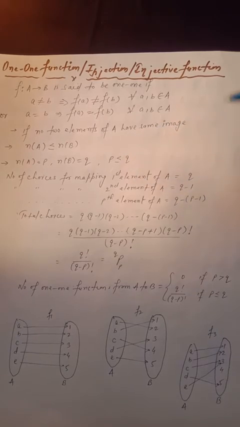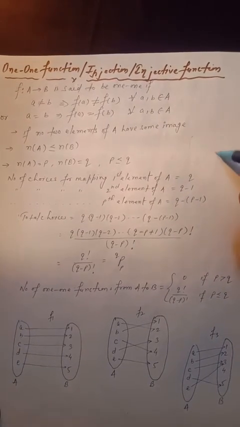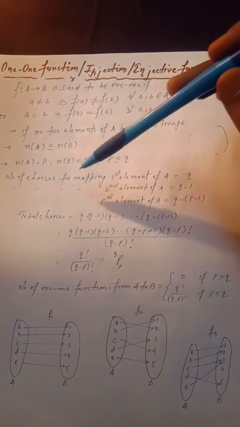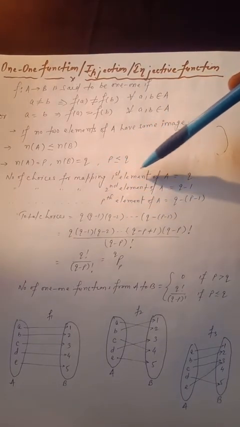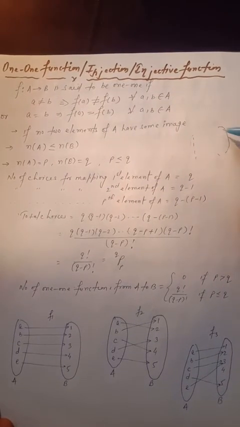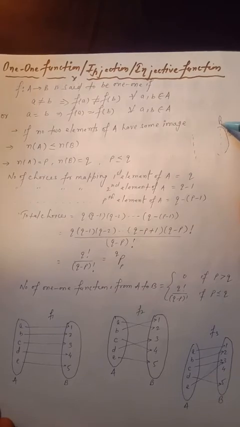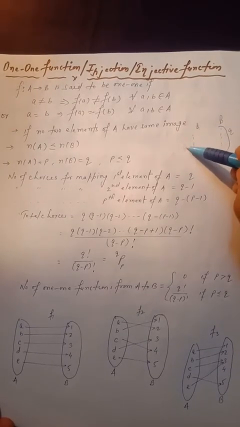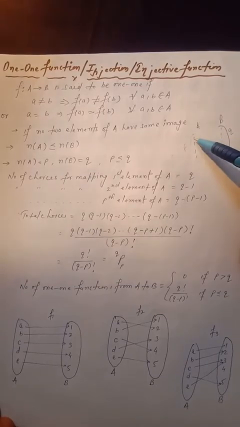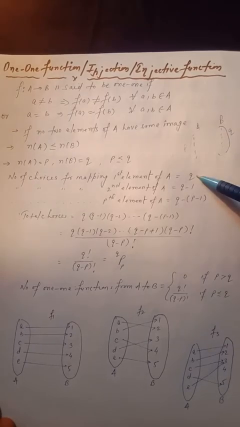Now when we are relating the elements from set A to set B, we can say number of choices for mapping for first element of set A is q, because here there are some elements and here number of elements are q, so for first element number of choices are q, means this first element can be associated with any of the elements of set B. Understand it? Because here number of elements are p and here number of elements are q, so for first element we have q different choices, therefore number of choices are q.